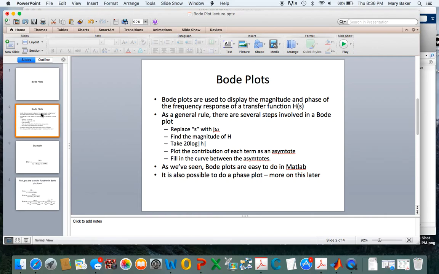Now, as a general rule, there are several steps that are involved in creating a Bode plot. The first step is that you want to take the s in the transfer function and replace it with j omega.